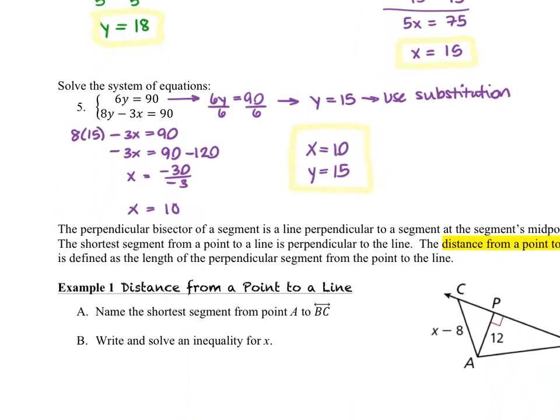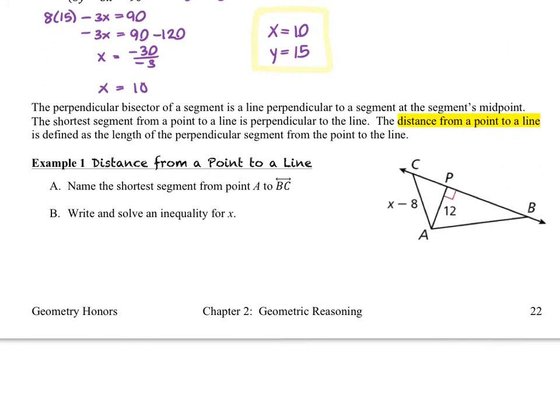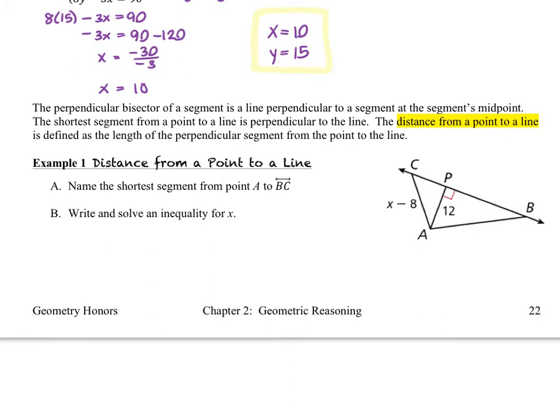Okay, let's move on. We've got some information given to us here. It says the perpendicular bisector of a segment is a line perpendicular to a segment at the segment's midpoint. Let's draw a diagram of that so we really understand what that's saying. Let's read it again, breaking it down and reflecting on the diagram.